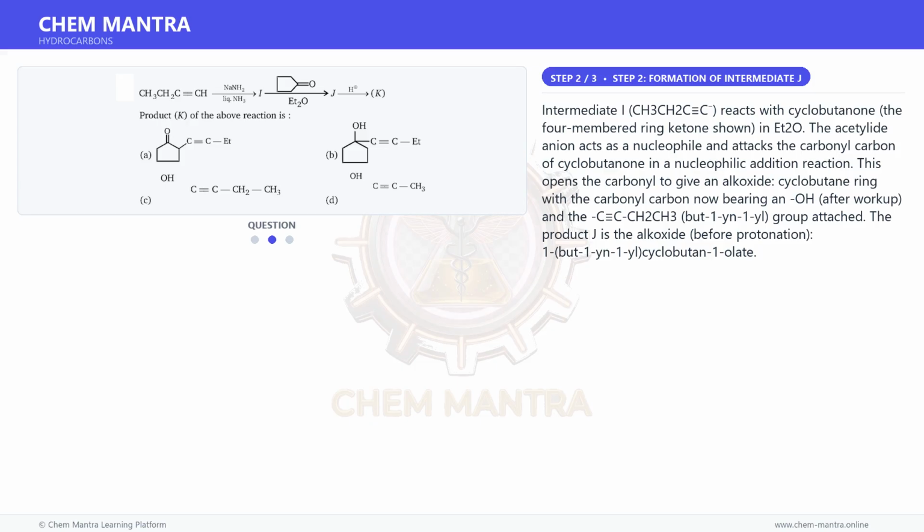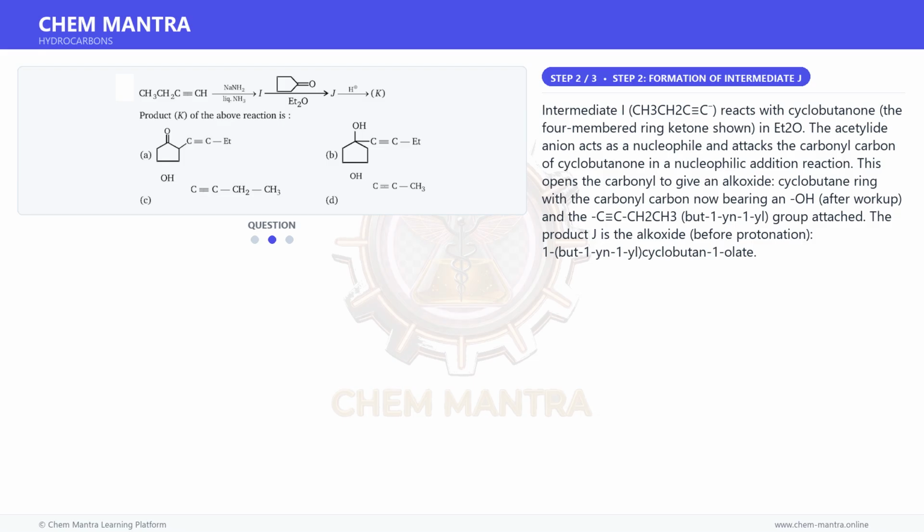Intermediate I, CH3CH2CC−, reacts with cyclobutanone, the 4-membered ring ketone shown. The acetylide anion acts as a nucleophile and attacks the carbonyl carbon in a nucleophilic addition reaction. This opens the carbonyl to give an alkoxide, a cyclobutane ring with the carbonyl carbon now bearing an O−, and the CCCH2CH3, but-1-yn-1-yl group attached.